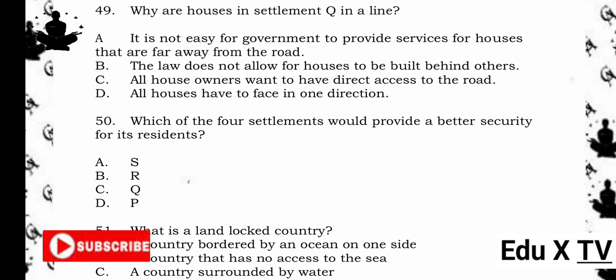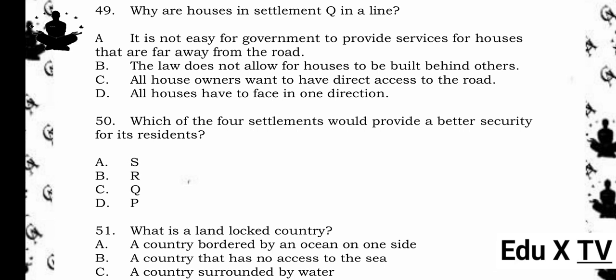C. All house owners want to have direct access to the road. D. All houses have to face in one direction. The answer is C. All house owners want to have direct access to the road. Reason being, settlement Q shows a linear pattern where houses are built along the road for easy access to transport and services.